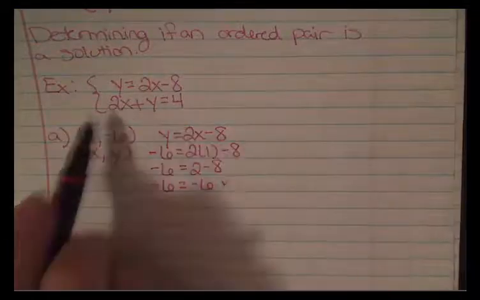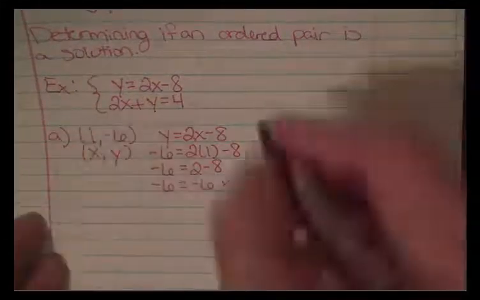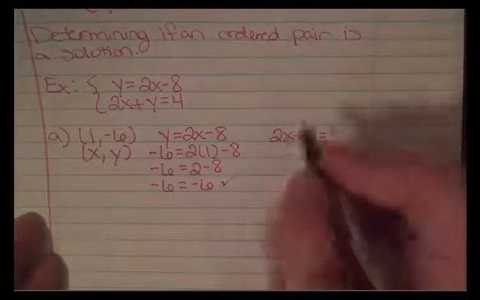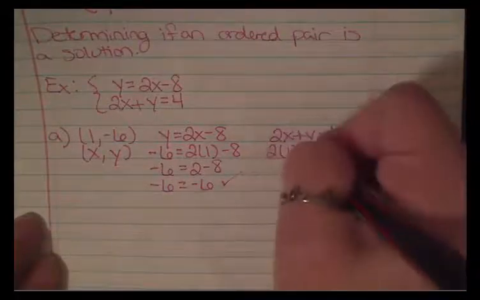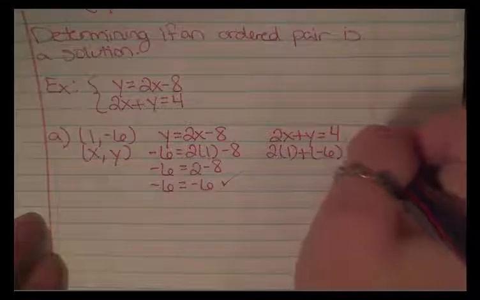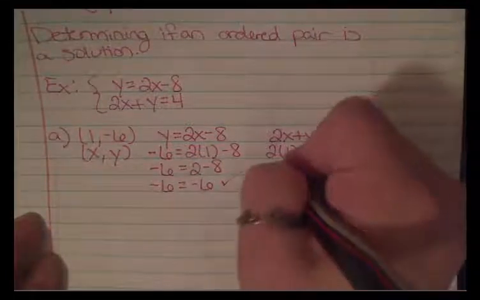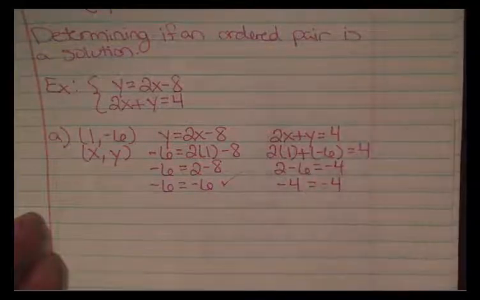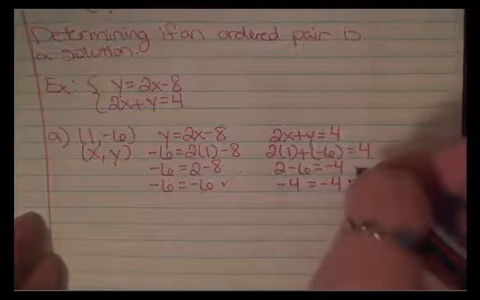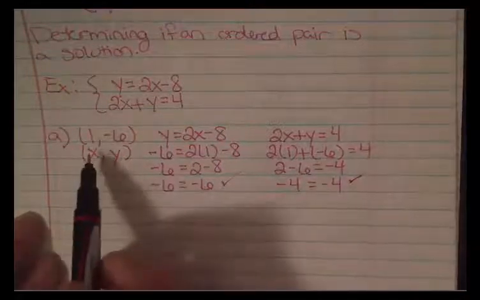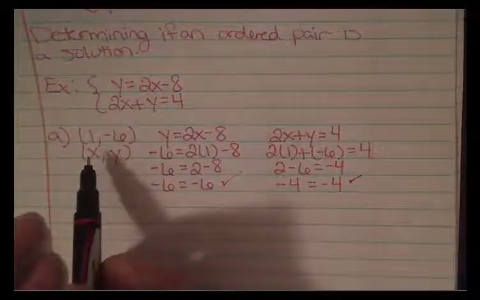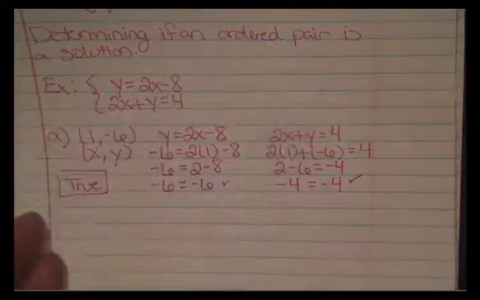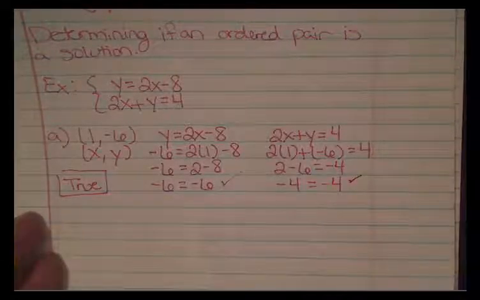But we have another equation we have to plug it into to see if it works. We have 2x plus y equals 4. Again, our x is 1 and our y is negative 6. So you get 2 minus 6 equals negative 4. Negative 4 equals negative 4. That was true, so it gets a check mark. So that means that this is a valid solution for the equation. So that one's good. I'll write true over here. It has to be true for both equations in order for it to be a solution. Let's do another one.